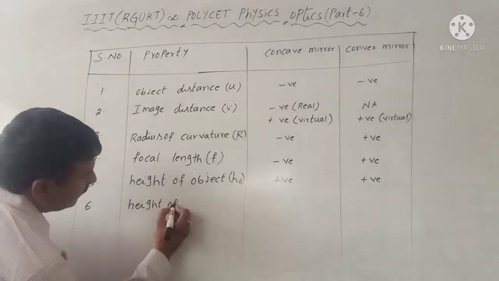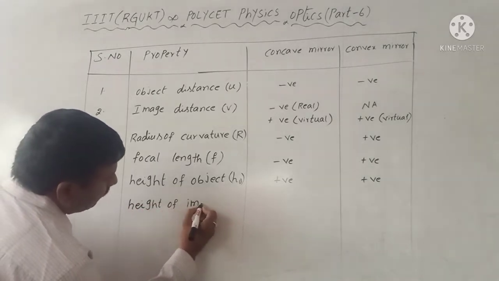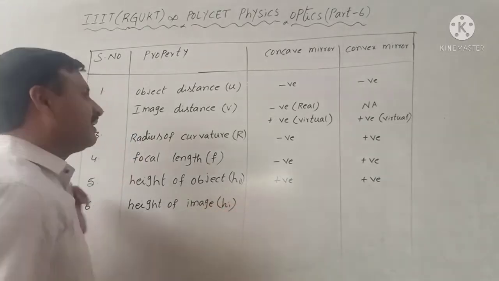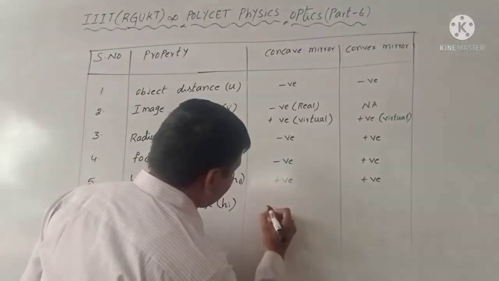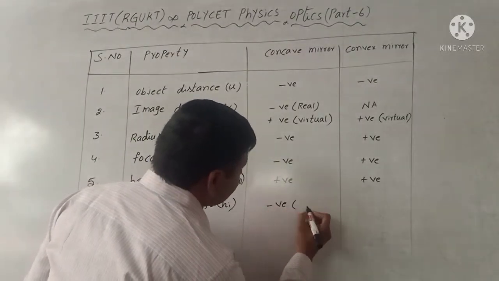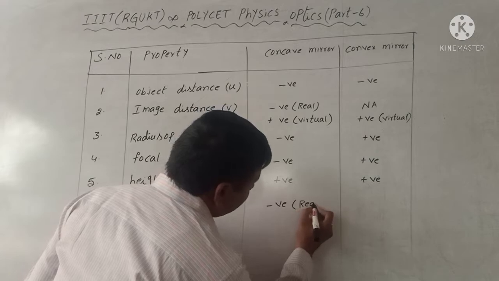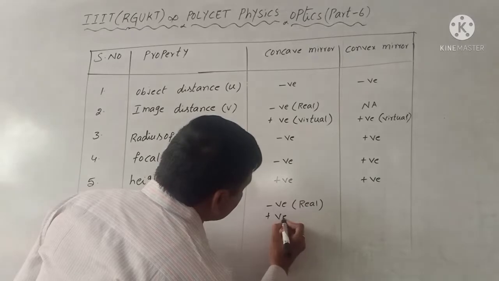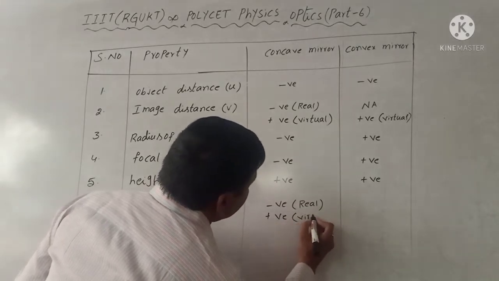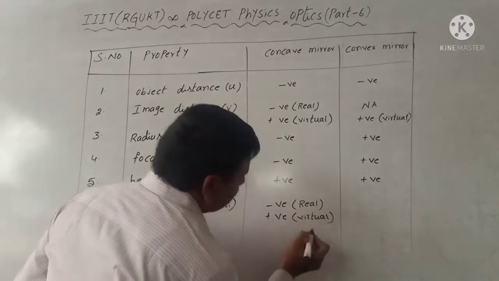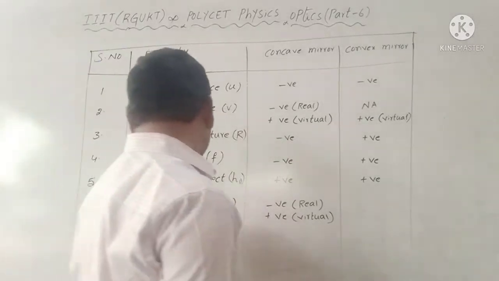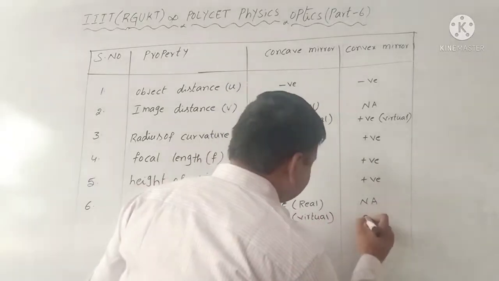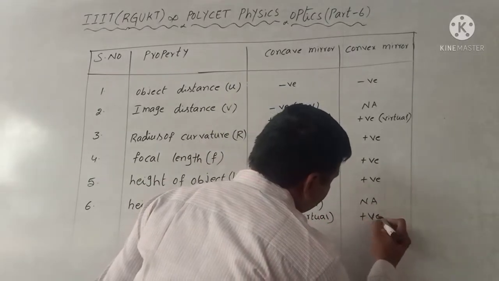Height of image, HI, is taken negative. When it is taken negative, it forms a real image. When the answer is positive, positive means which type of image forms? Virtual image forms. Here, for height of image, NA, and it is again positive.